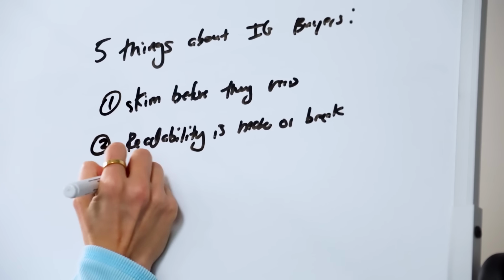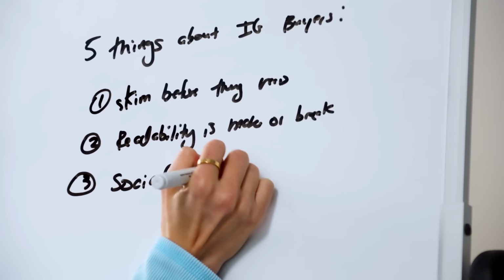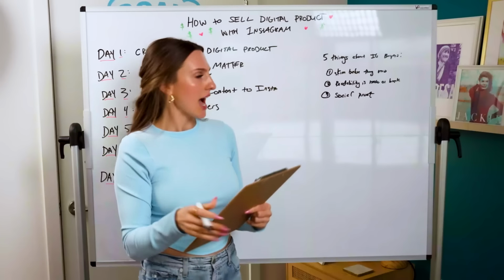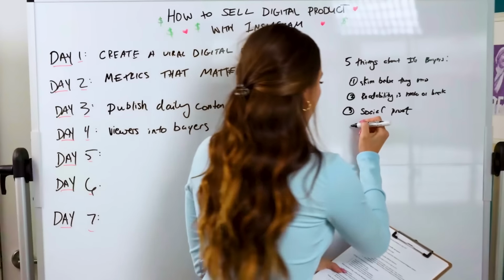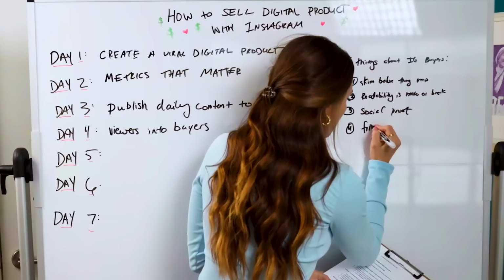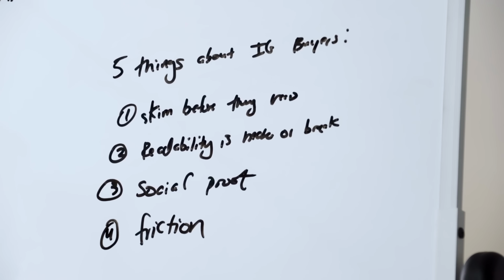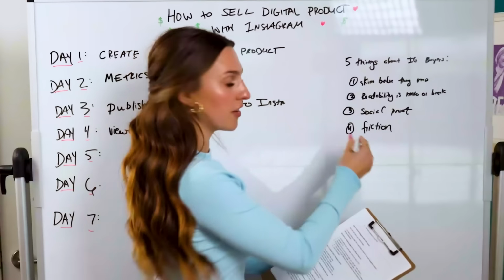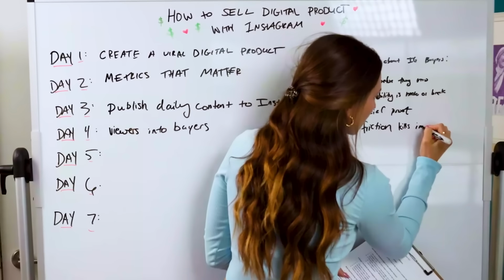3, social proof, which again, I'll talk about in a bit. But social proof needs to happen immediately. As soon as they get to the checkout page, they need to see social proof. And then 4, friction in the checkout page, meaning things like it's not working well, not flowing well, taking a long time to load. Friction kills impulse.